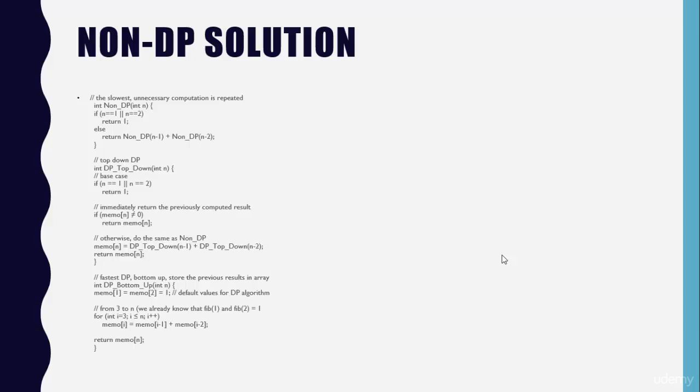Fastest is DP bottom-up, which stores the previous results in an array. Int DP bottom-up, int n. Memo 1 is equal to memo 2 is equal to 1. These are the default values for the DP algorithm. From 3 to n, we already know that fib1 and fib2 are equal to 1. For int i is equal to 3; i less than or equal to n; i plus plus, memo i is equal to memo i minus 1 plus memo i minus 2. Return memo n.